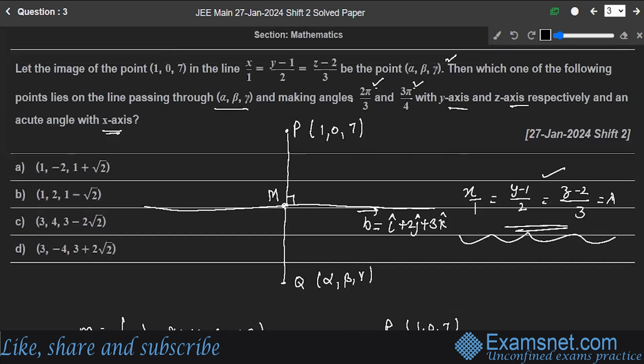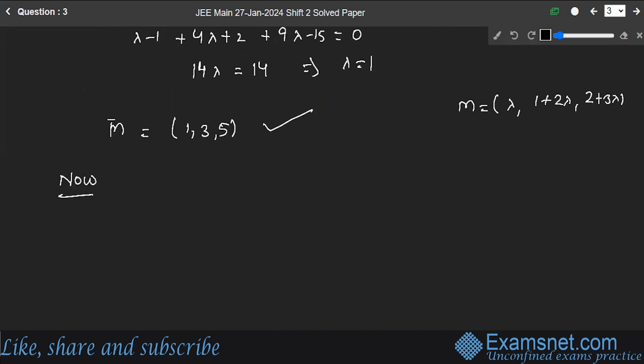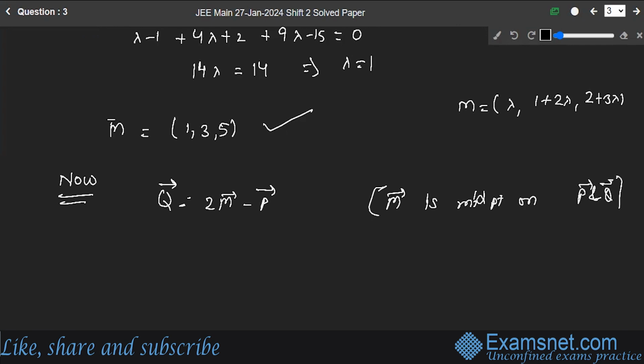Now, if I talk about the point Q, this is equal to twice of M minus P because M is the midpoint of PQ. Q vector will be twice of M vector minus P vector because M vector is the midpoint of P and Q vector. So you will have Q vector as twice of M. M was given as this, so this is i + 3j + 5k, and P was, what was P?